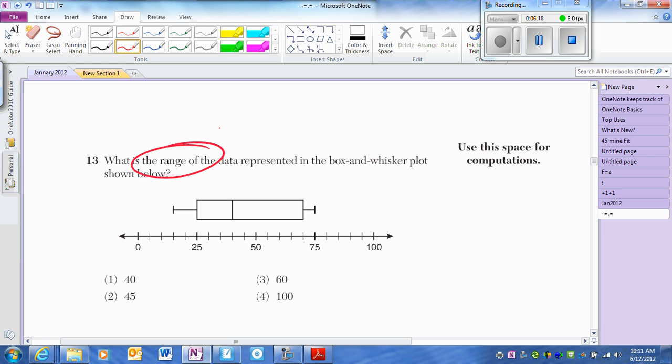Range is defined as max minus min. Remember, min, quartile 1, quartile 2, quartile 3, max. So the max here is 75. The min is, oh careful, these are by 5, so this is 5, 10, 15. So 75 minus 15 equals 60.